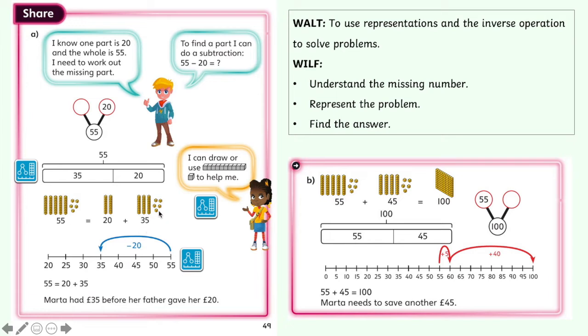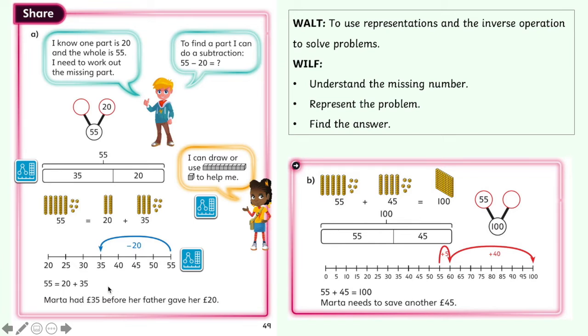And again, the same thing is being shown here with the 10s and 1s. You can see that her father gave her 20. She has 55 altogether now. And so all you needed to work out was how many more 10s and 1s do you need to add to 20 to get to 55. And this was what Flo suggested you could draw to help you. And lastly, there's one more representation that you could have used. You could have used a number line. Started on 55, taken away the 20 that her father gave her, and seen what you had left. And you would have got to 35. So 55 is the same as £20 and £35. Marta had £35 before her father gave her £20.